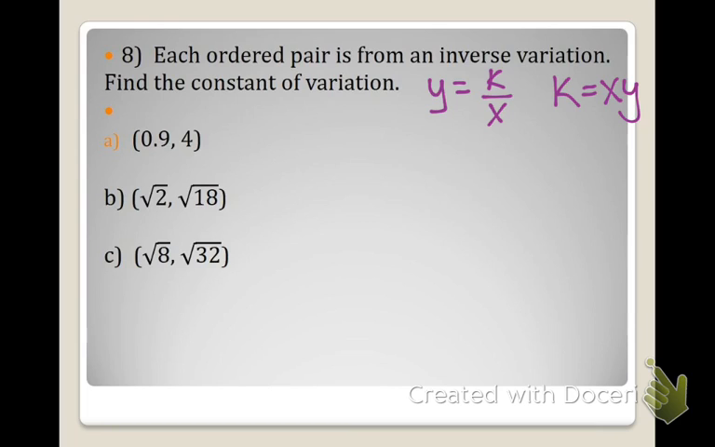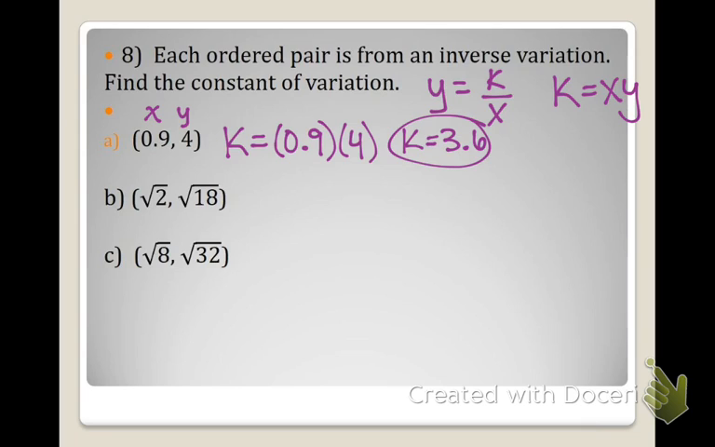So on letter A, K equals what times what? 0.9 times 4. Remember, when we're given ordered pairs, they're usually in the order x comma y. So we just have to plug those in. And what do we get for k on letter A? 3.6. That's all there is to it.